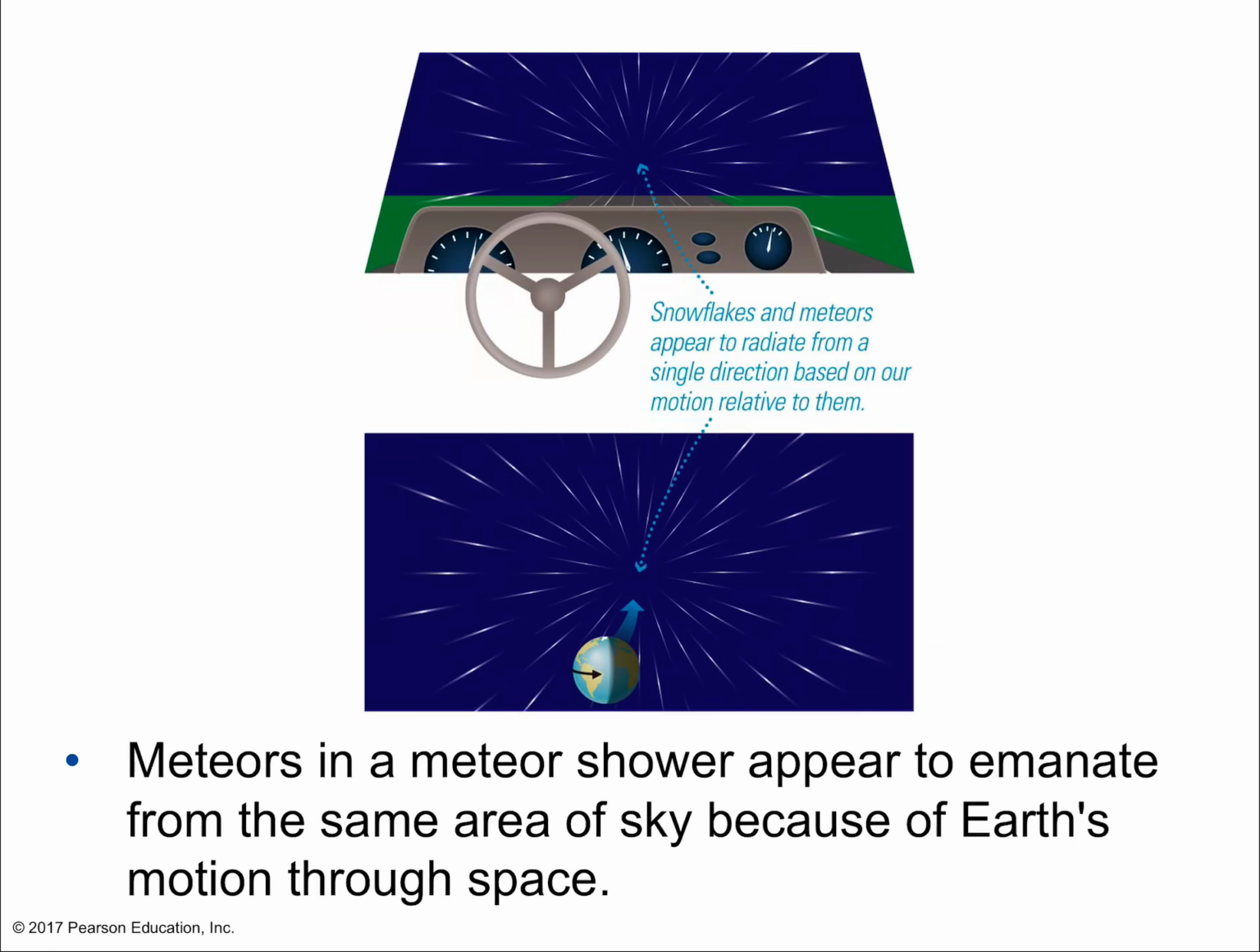Here's the analogy: driving into a rainstorm, it looks like all the rain is coming from a single point, which is just the direction of your velocity. Same thing for Earth, right? You're just passing into all those leftover particles, those leftover rocks from the comet's path, and then it looks like they're showering down on us.